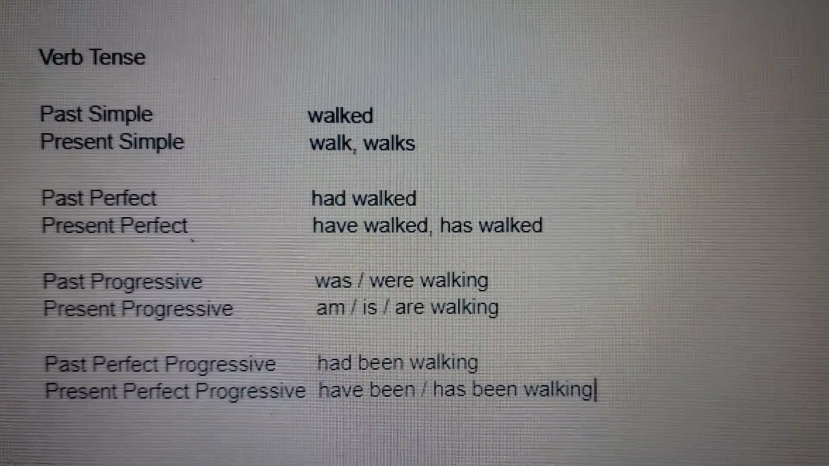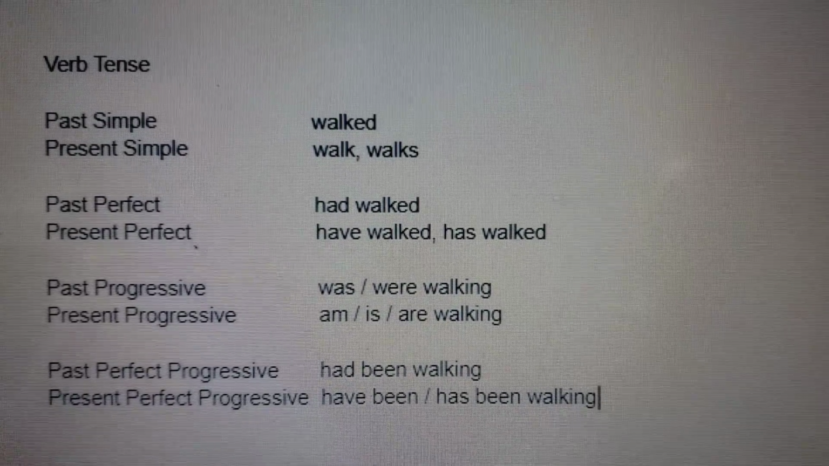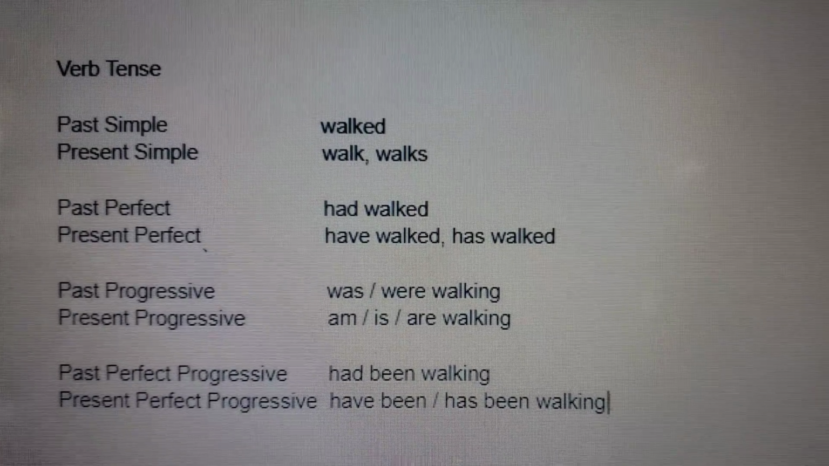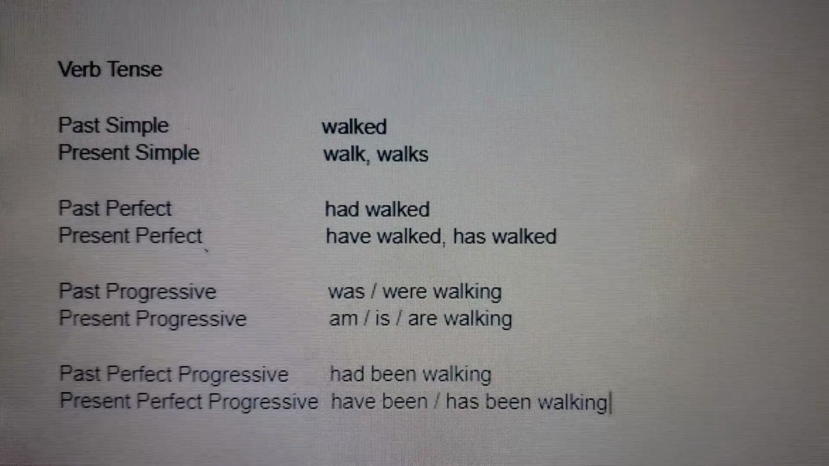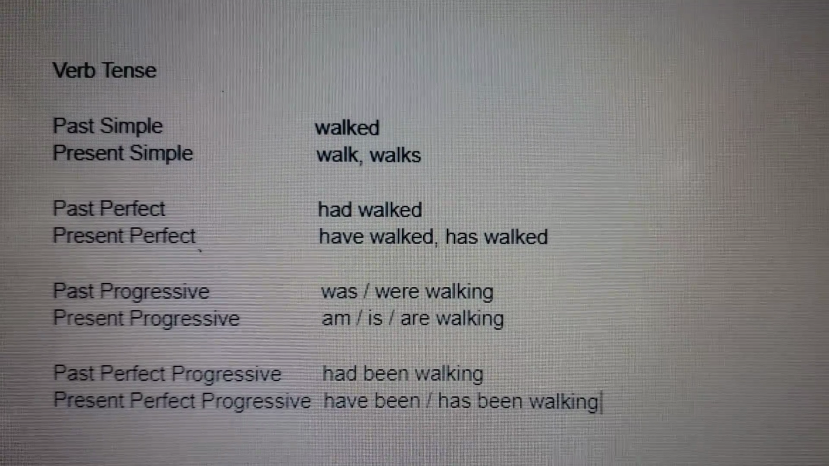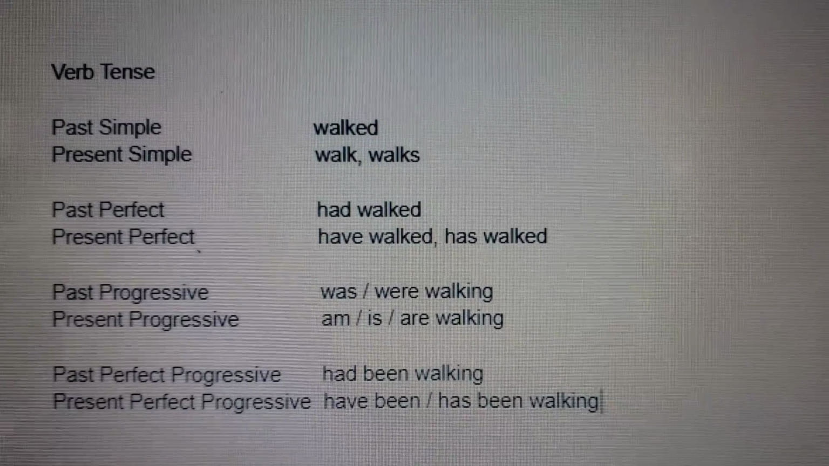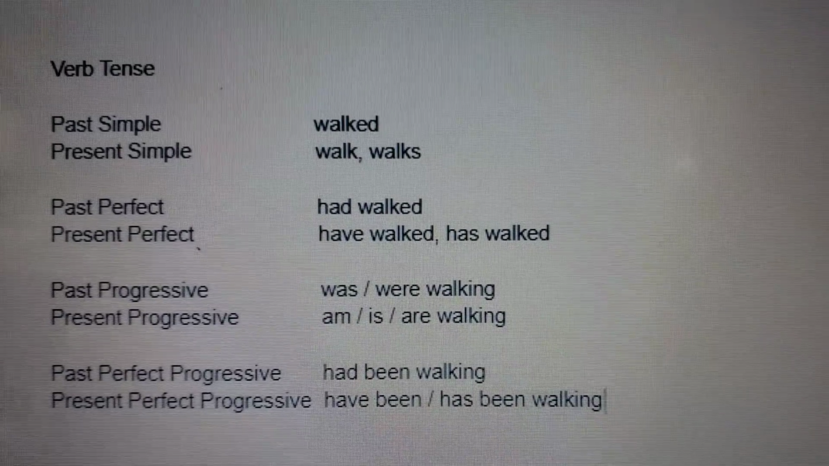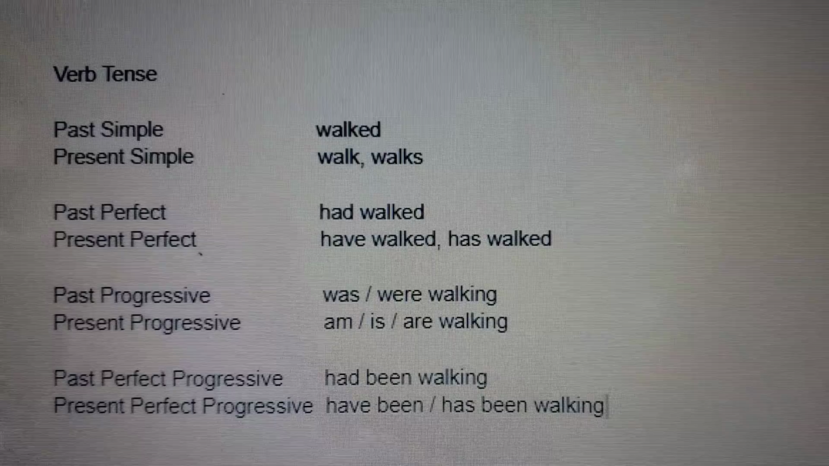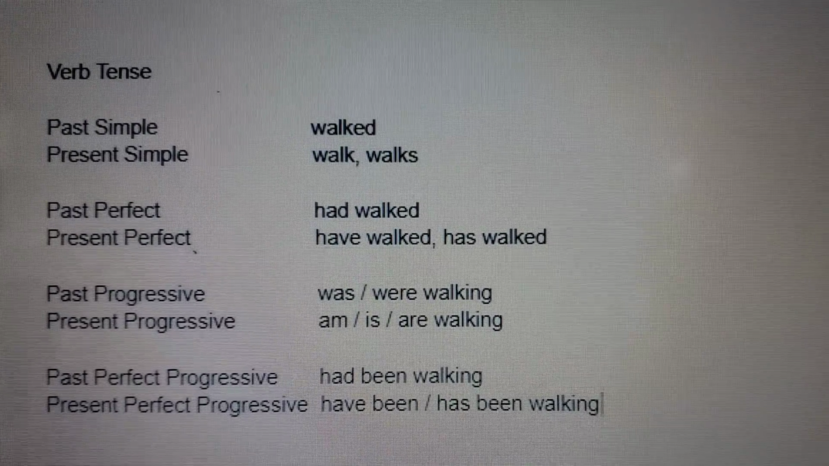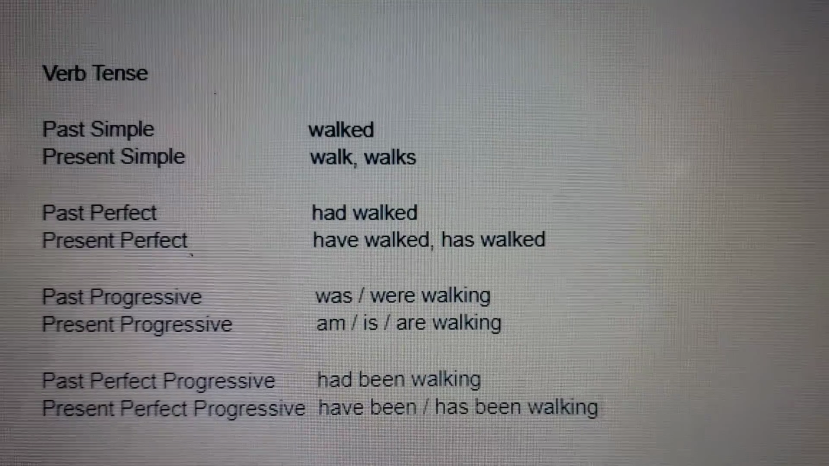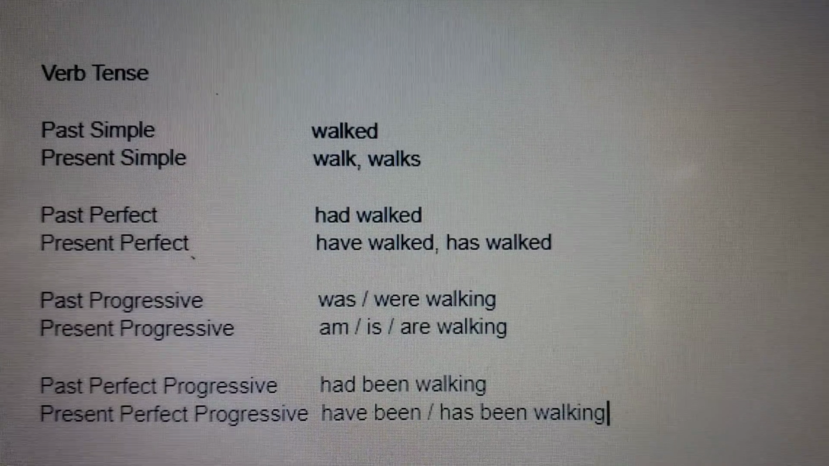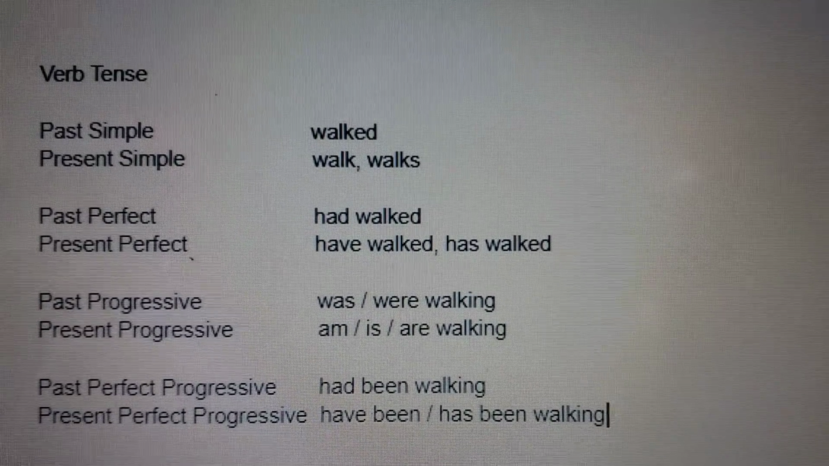Past simple tense, using the verb walk, we'll say walked. Present simple in the present time, we'll say walk or walks. If it's a past perfect, had walked. Present perfect, have walked, has walked. Past progressive is was or were walking. Present progressive, am, is, are walking. Past perfect progressive, had been walking. Present perfect progressive, have been, has been walking.